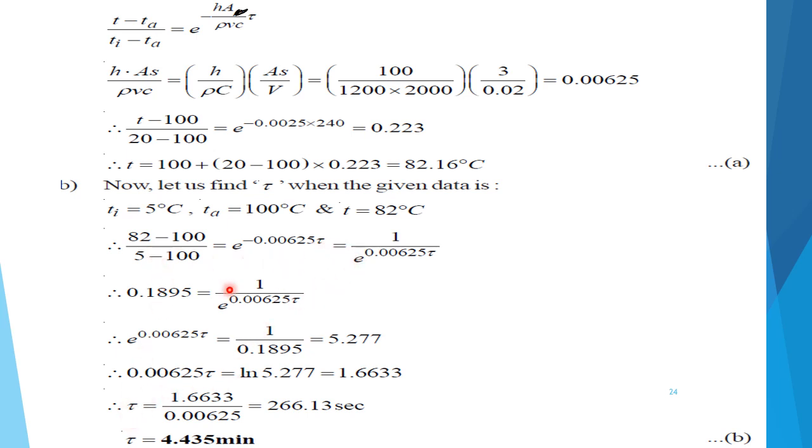When we go for this analysis, we will get tau, that is 266.13 seconds, that is 4.435 minutes. So when we are taking the egg from the refrigerator, at 5 degrees Celsius, we have to boil the egg for 4.435 minutes. That is, instead of 240 seconds, we have to boil it for 266.13 seconds. So the same taste is maintained.